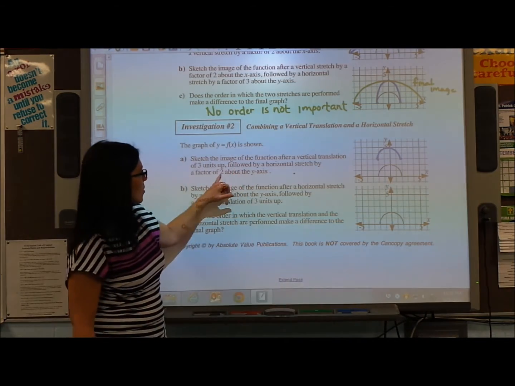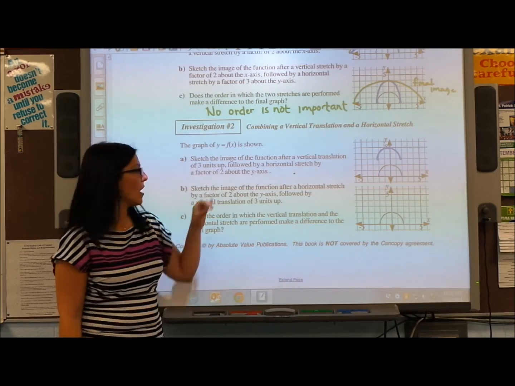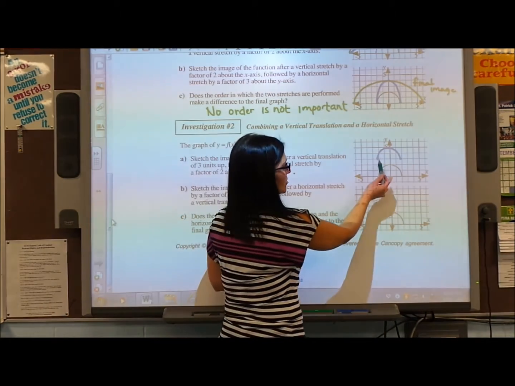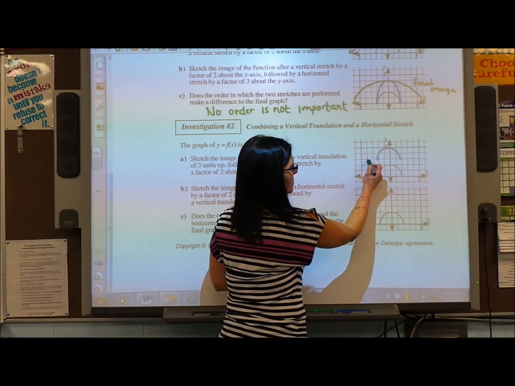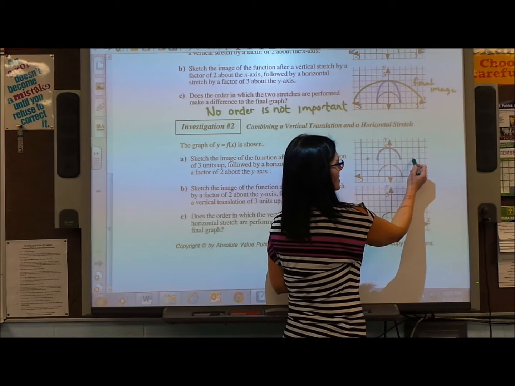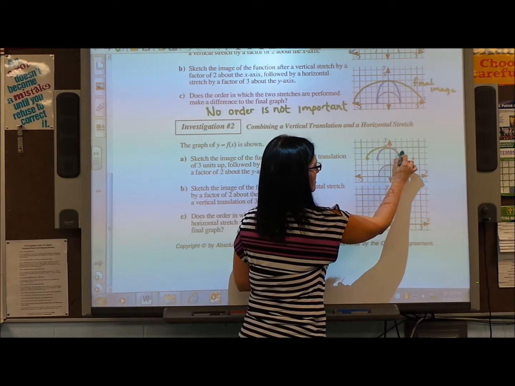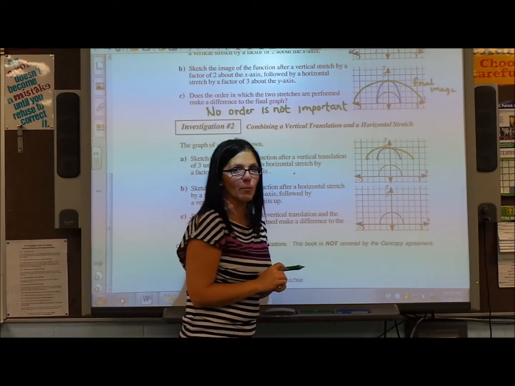Then I am going to do a horizontal stretch by a factor of 2 about the y-axis. So horizontal is my x-coordinates. So I'm going to stretch my x's. -2 to -4, +2 to +4, 0 stays at 0, and there's the final image.